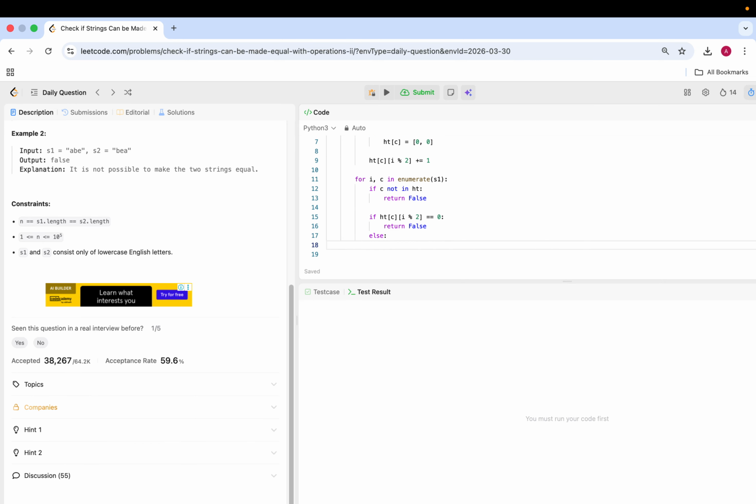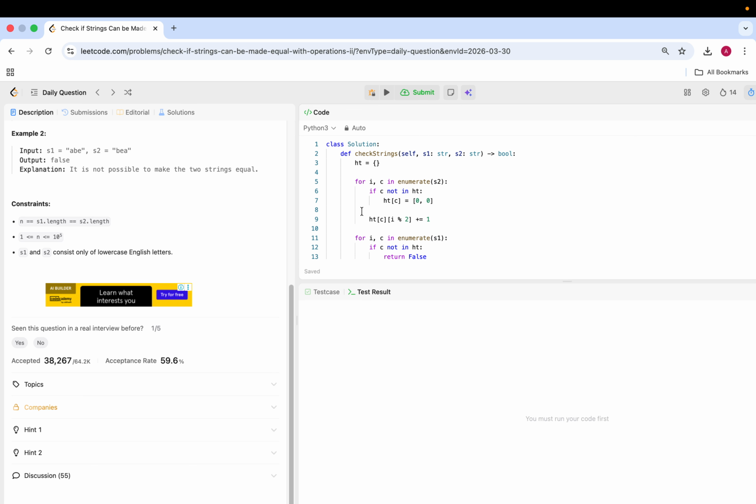Else, I don't need an else, but whatever. Else, decrement by 1. And if we get through this entire thing and nothing bad happens, then we can return true. Sorry, not false. So that would be my understanding of the question.